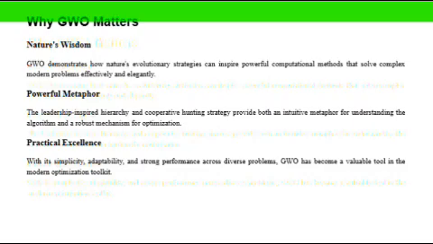Why does Grey Wolf optimization matter? Because it is nature's wisdom, as it is inspired by the real-world hunting strategy of wolves. It is a powerful metaphor. Leadership hierarchy gives an intuitive, reliable optimization system. Practical excellence: with its simplicity, adaptability, and strong performance, it is widely used in real-world optimization tasks.